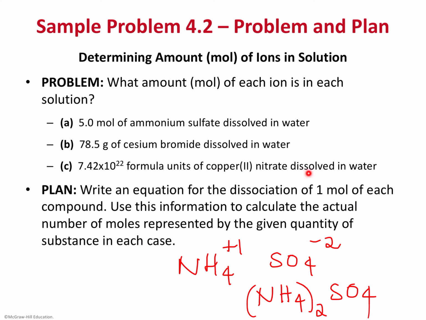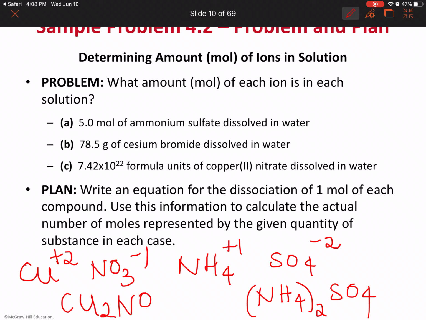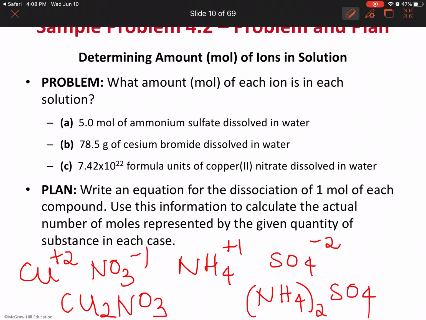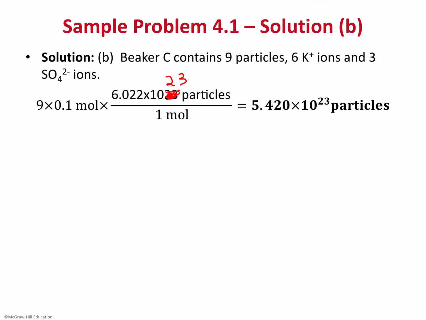And in the last one, it's asking: you have this many formula units of copper(II) nitrate. So how do you write the formula for copper(II) nitrate? It's given to us that copper is +2 and nitrate is -1. So the formula is Cu(NO3)2. When copper(II) nitrate is put into water, since it's an ionic compound, it's going to dissociate completely into ions.